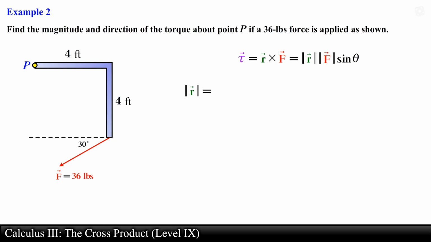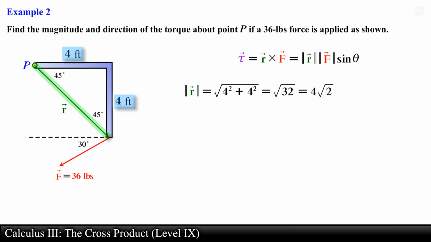Let's first find the magnitude of the position vector. The position vector will start at point P and end at the point where the force is being applied. Since we are given the dimensions of the part, we can easily find the magnitude by using the Pythagorean theorem, since we have a 45-45-90 right triangle. Simplifying the expression, we obtain the following value for the magnitude of the position vector r. The magnitude of the force vector F was given to us, and it was equal to 36 pounds.